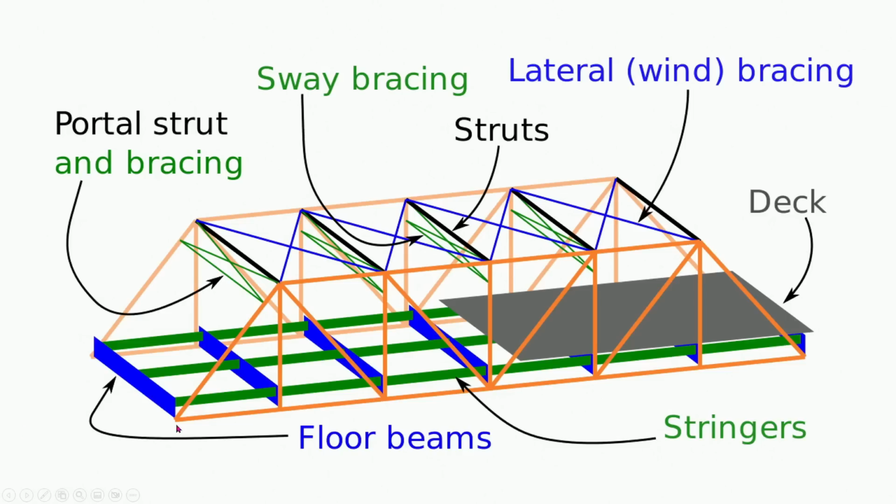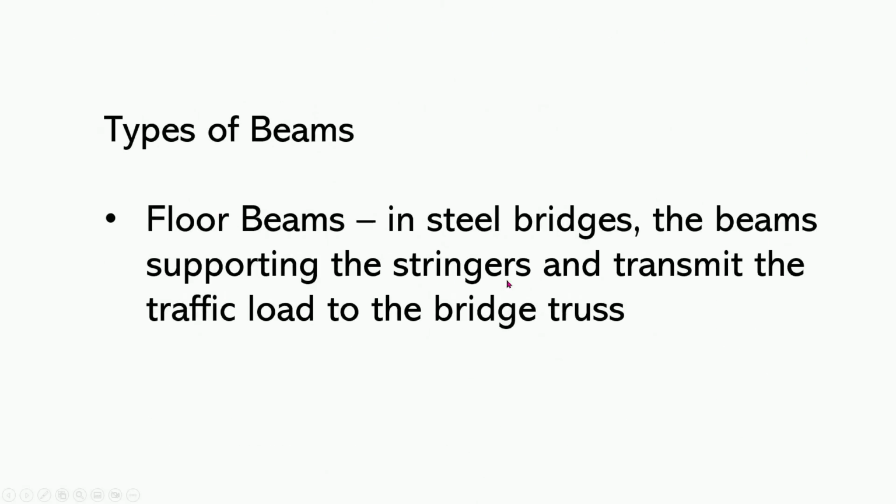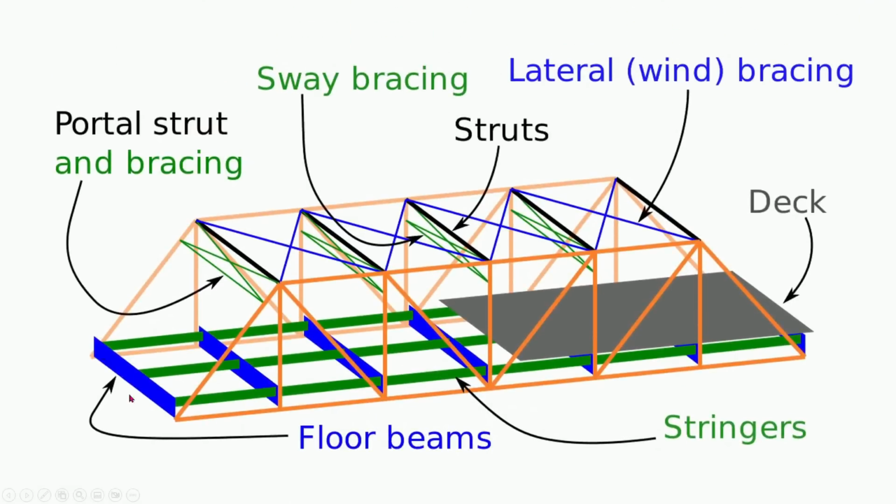And so again, ito yung floor beams. They support the stringers and transmit the traffic load to the bridge truss. Again, this will carry a load, and then it's essentially carried by the floor beam, and then itong floor beam will act as a load dito sa joints.